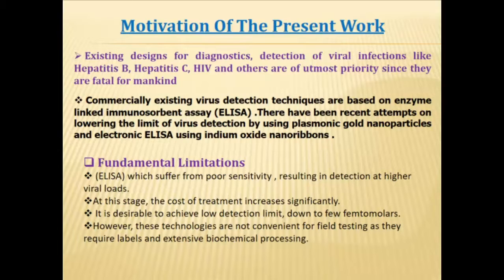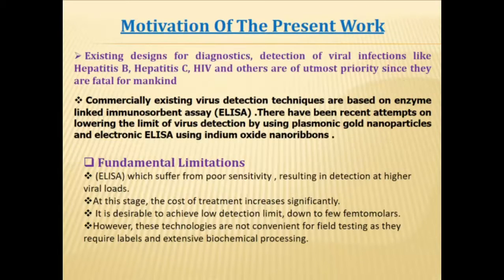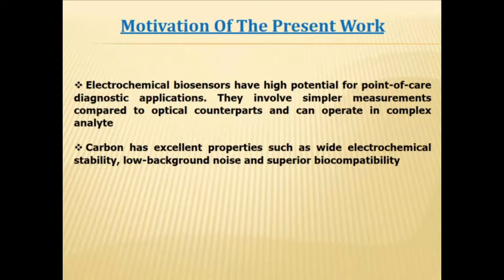Now this is not very new. There is already existing technology called ELISA. But ELISA suffers from a very poor detection limit. Also, you need to spend more money for that kind of testing. So we thought of developing such devices, and we thought of going for electrochemical biosensors.